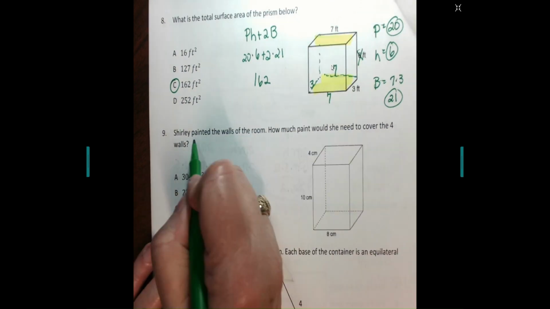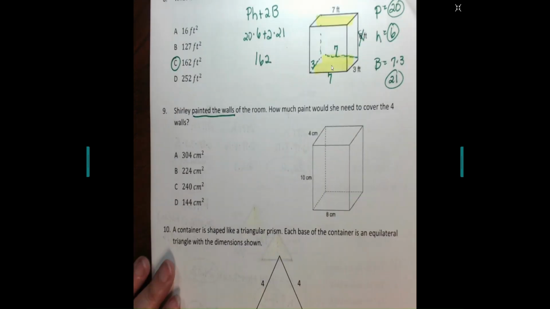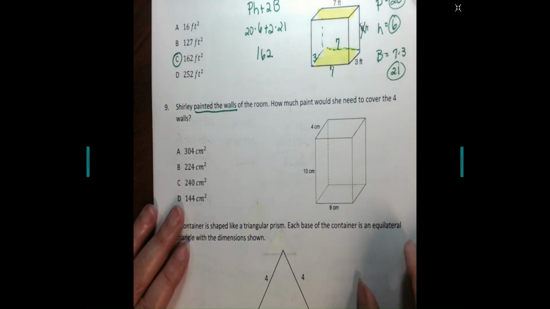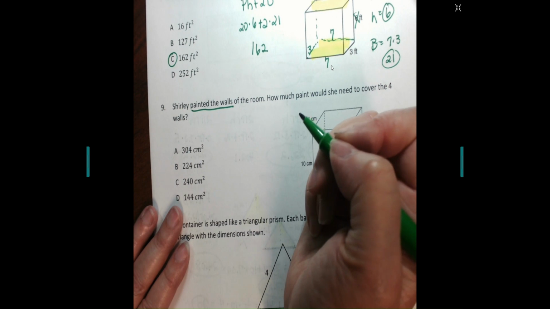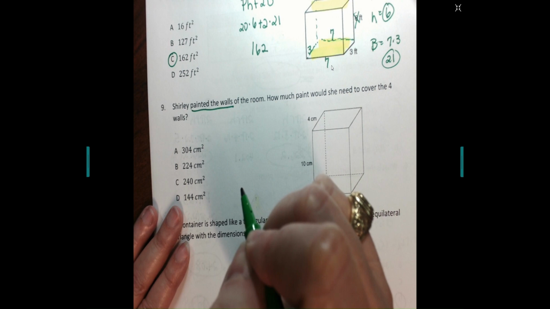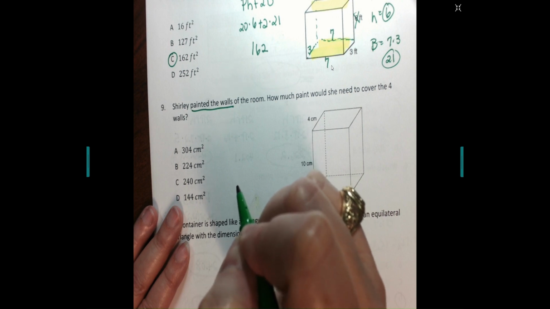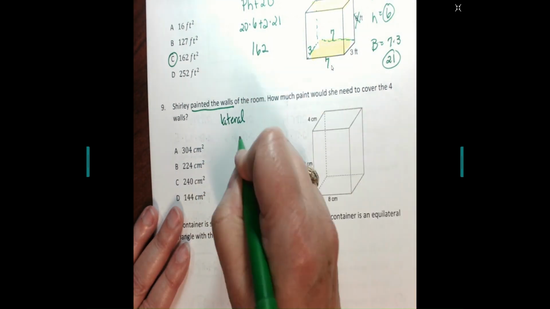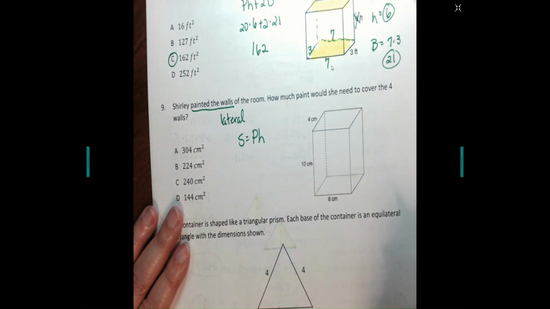All right, this is talking about painting the walls. We talked about this, y'all. If I'm painting the walls, am I going to paint the floor and the ceiling? No. So is this lateral or total surface area? If I'm just painting the walls, am I painting the whole total room? No, because I'm not painting the floor or the ceiling. This is lateral surface area. Therefore, my formula is perimeter times height.